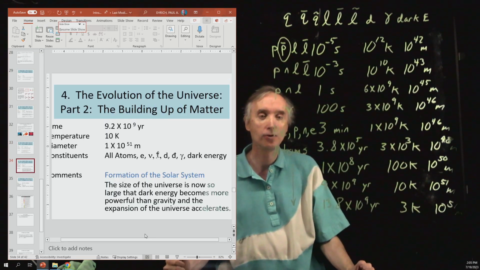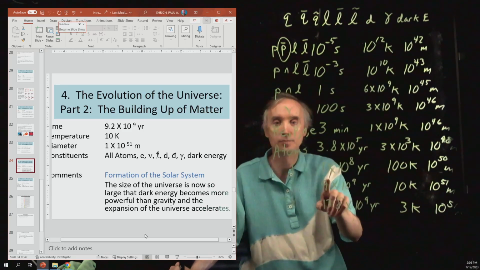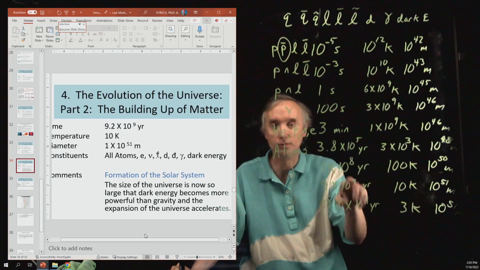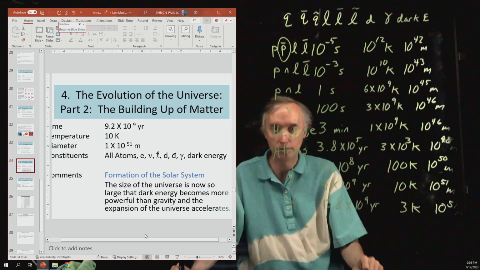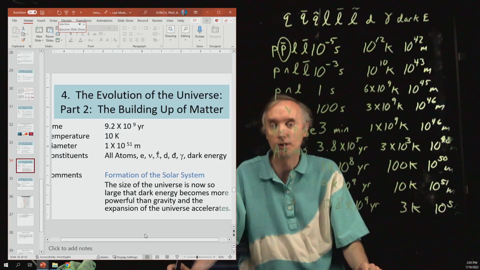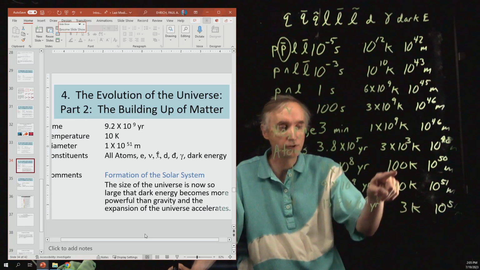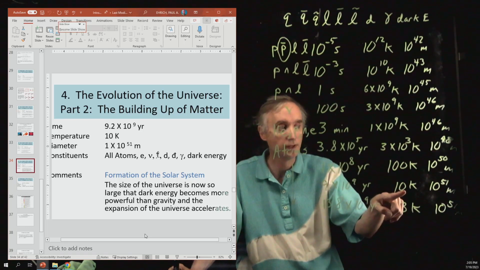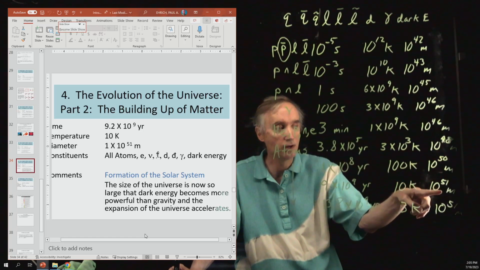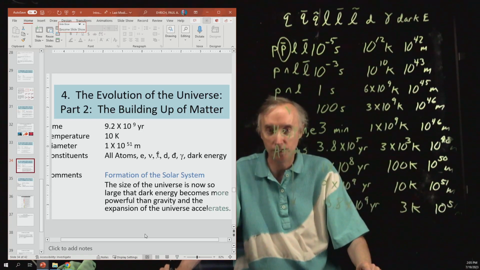Okay, now we're going to skip to approximately 9.2 billion years after the Big Bang. And this is when our solar system begins to form. The temperature has now dropped to 10 Kelvin, and the size of the universe has gone up to 10 to the 51 meters across.